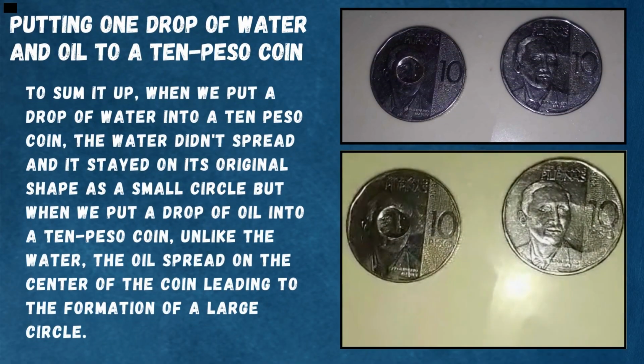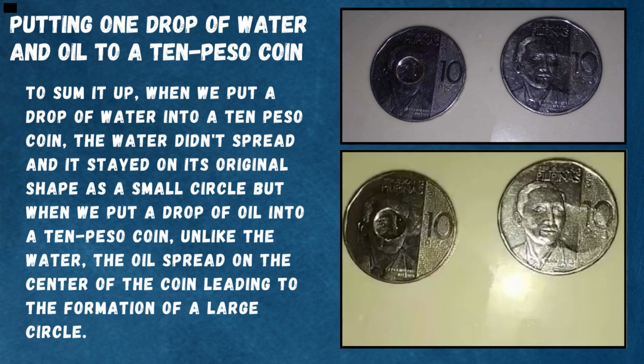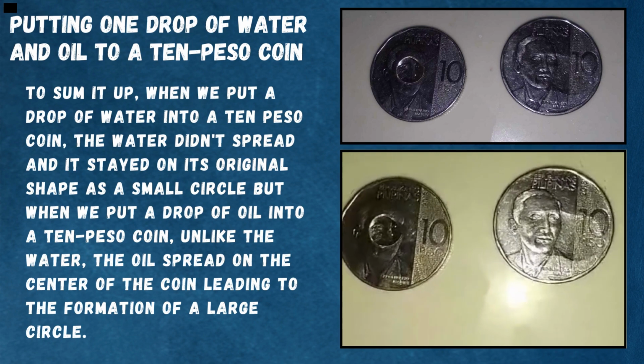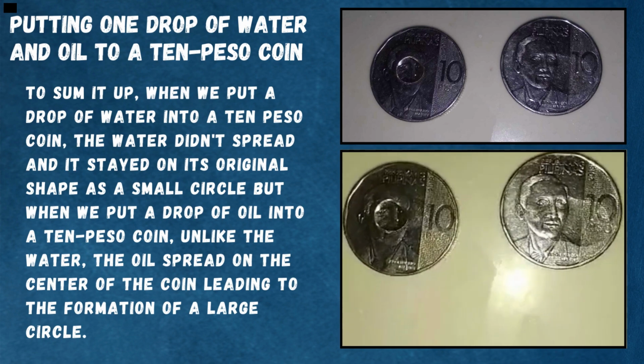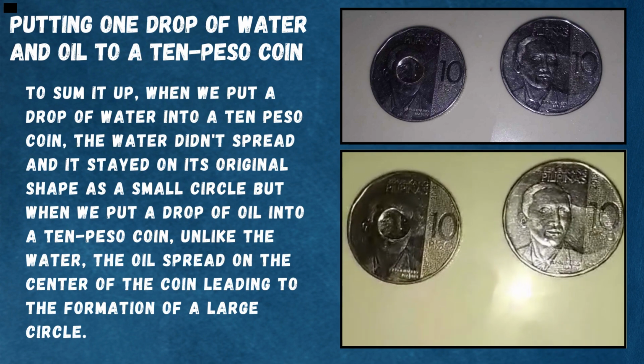To sum it up, when we put a drop of water onto a 10 peso coin, the water didn't spread and it stays on its original shape as a small circle. But when we put a drop of oil onto a 10 peso coin, unlike the water, the oil spread on the center of the coin, leading to the formation of a large circle.